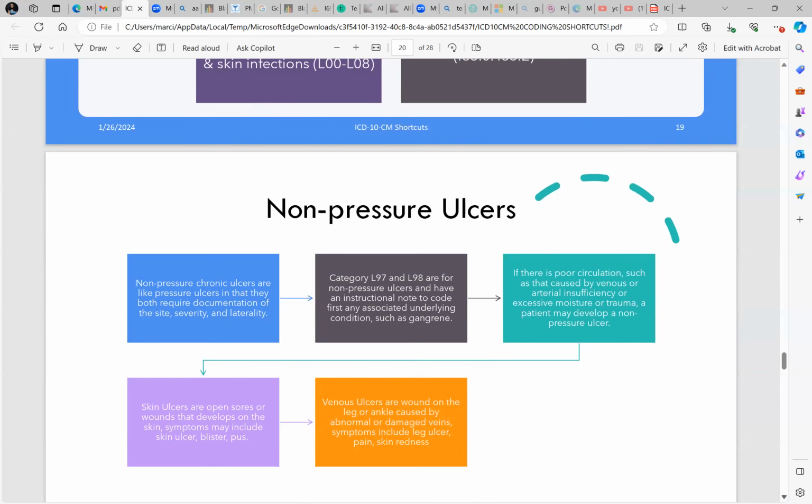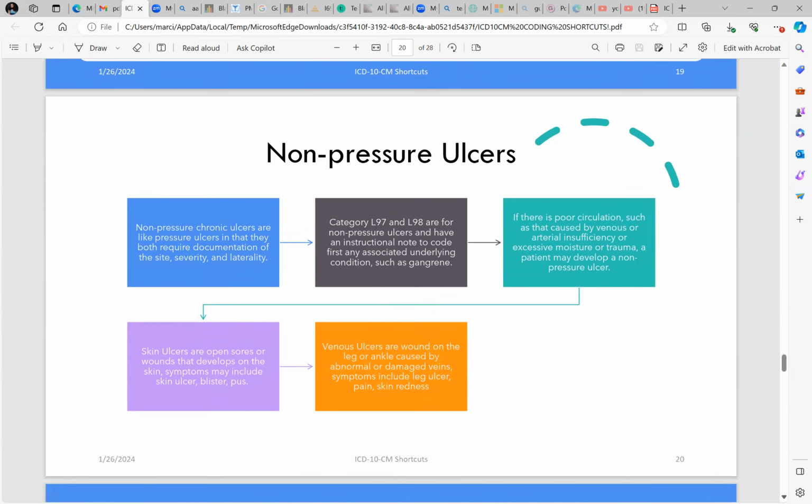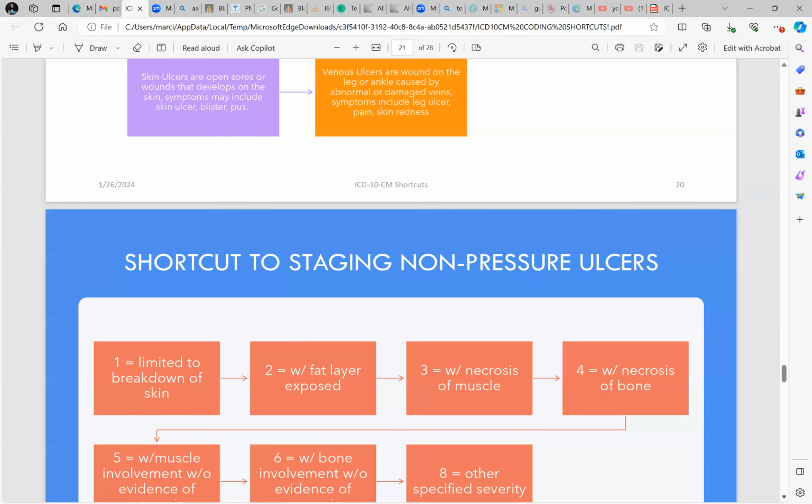If there is poor circulation, such as that caused by venous or arterial insufficiency or excessive moisture or trauma, a patient might develop a non-pressure ulcer. Skin ulcers are open sores or wounds that develop on the skin. Symptoms may include skin ulcer, blister, pus. Venous ulcers are wounds on the leg or ankle caused by abnormal or damaged veins. Symptoms include leg ulcer, pain, skin redness.